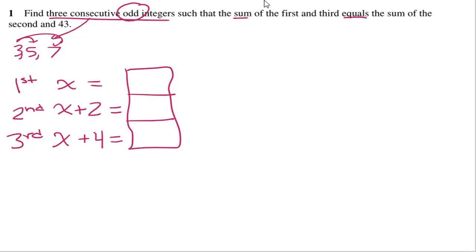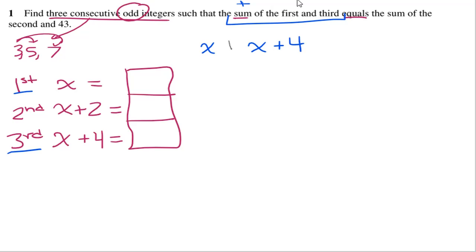Find 3 consecutive odd integers such that the sum of the first and third equals. All right, let's take that apart first. When they're talking about first and third, this is what they're talking about. The sum, we know sum means to add, of the first and the third. So I'm going to take the first number, which is x, and the third number, which is x plus 4, and add them together because that's what it's telling me.